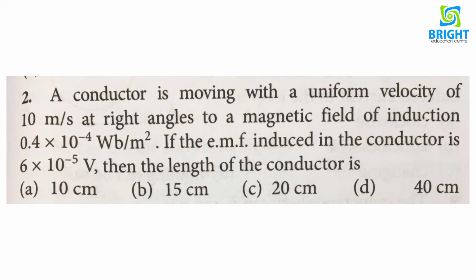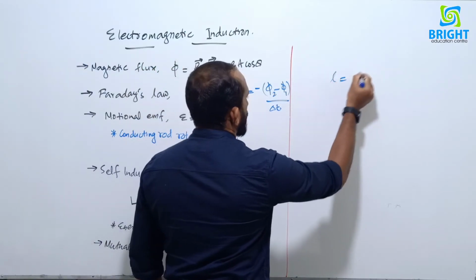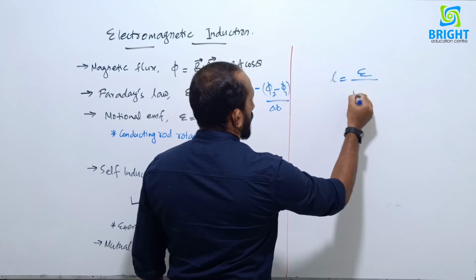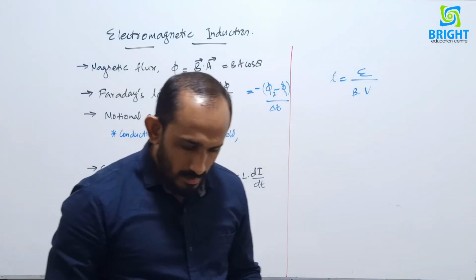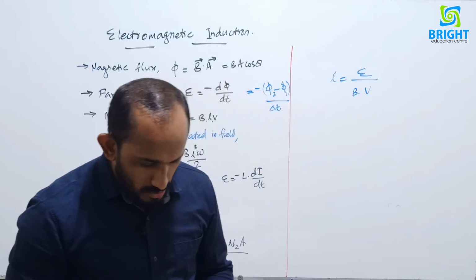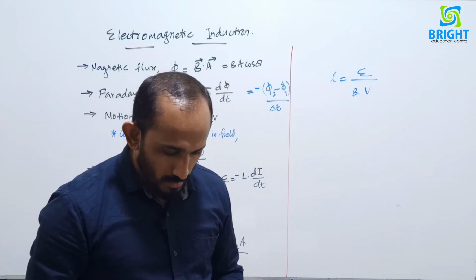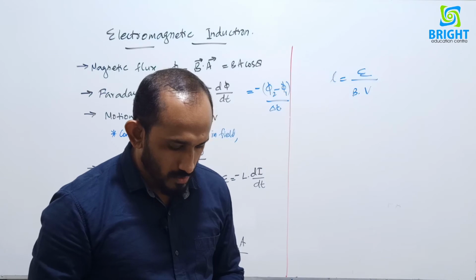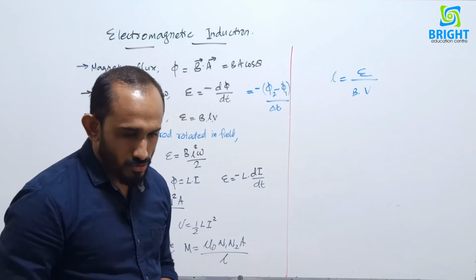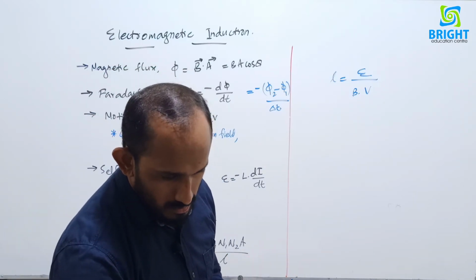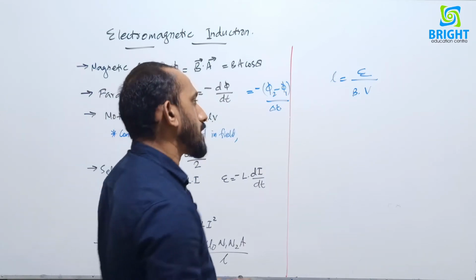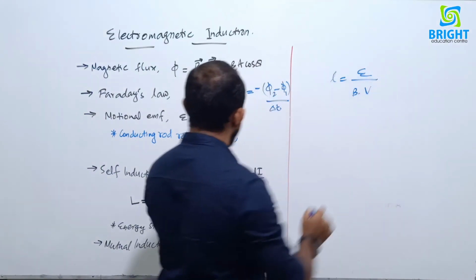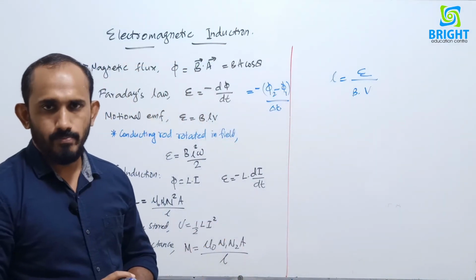So in this equation, L is equal to E by B into V. In the question we already have the magnetic field intensity, velocity and induced EMF given. So just substitute and you will get the answer as 15 centimeter. B is the answer. So directly you can substitute into the equation and rearrange it. It's fine. Okay.